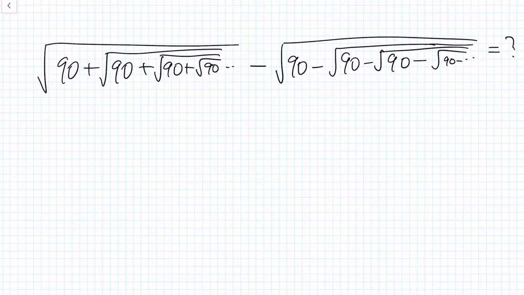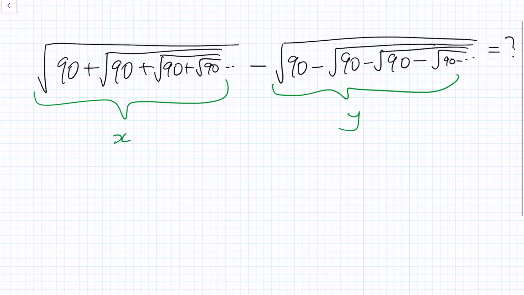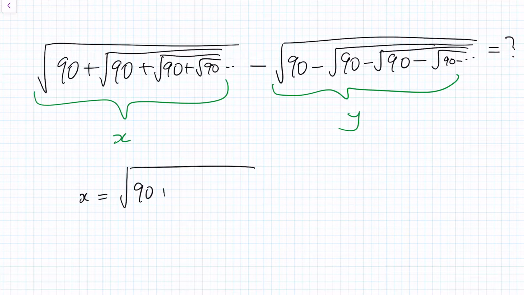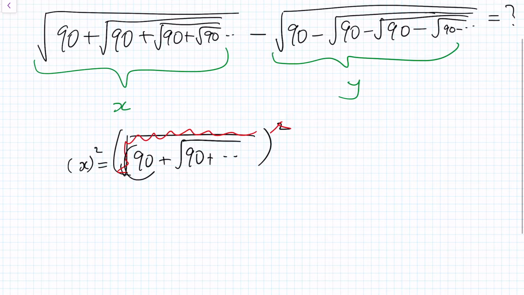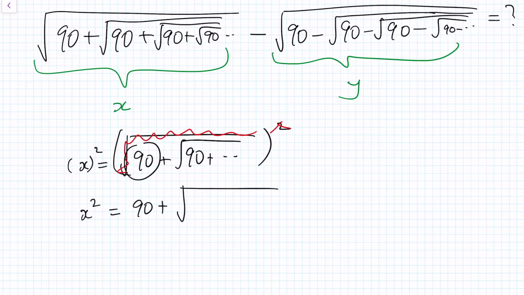So okay, if you let the first expression be x and the second expression be y, that means we have x is equal to root 90 plus root 90 plus and so on. If we square both sides, that means we're going to have x squared is equal to the whole thing squared on the right hand side, and that square will cancel this first square root sign, which will set this 90 here free. So we will have x squared is equal to 90 plus square root of 90 plus square root of 90 plus and so on.